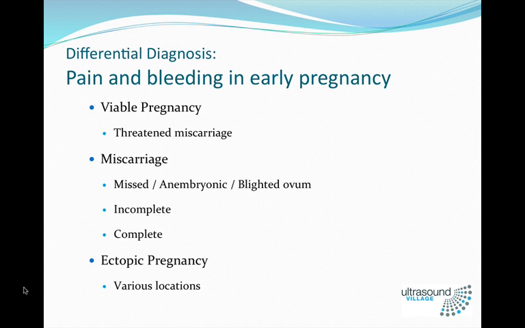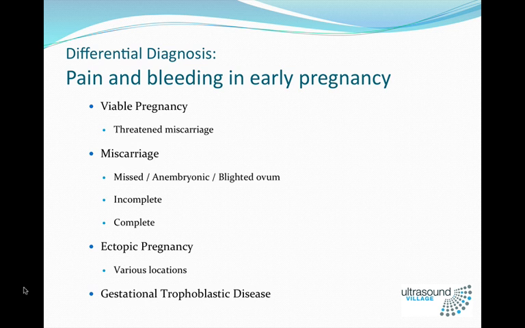It could be an ectopic pregnancy, and there are all sorts of locations. They can be tubal or abdominal or cervical, interstitial or cornual, and even ovarian. Scar ectopics are also getting more common post-caesarean sections. And finally, gestational trophoblastic disease is a possibility for pain and bleeding in early pregnancy.